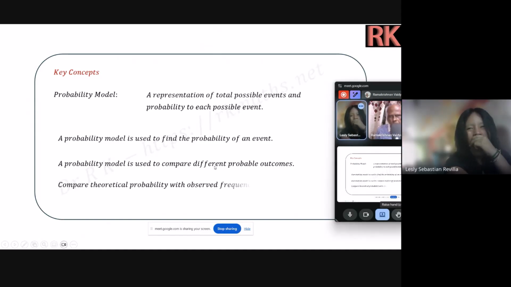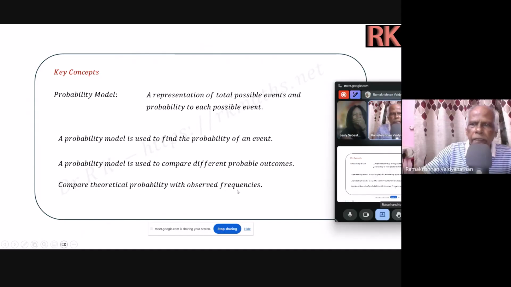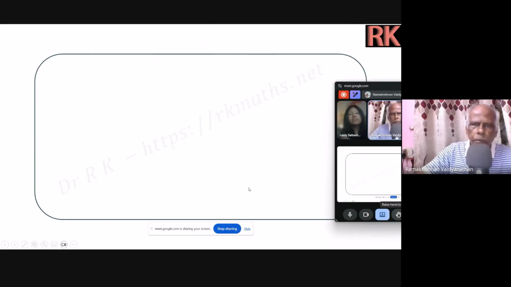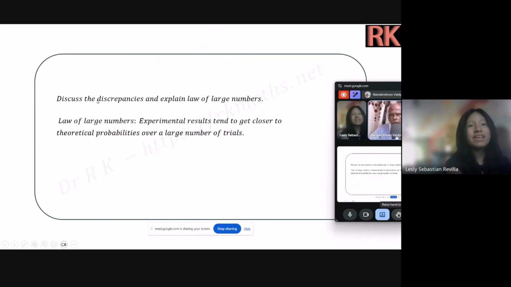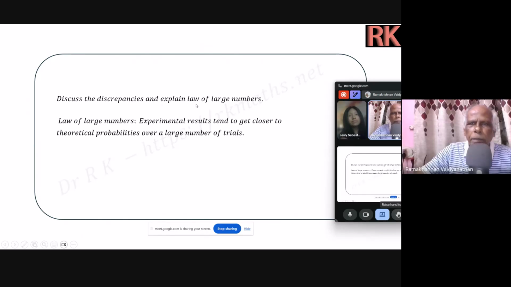Compare theoretical probability with observed frequencies. Observed frequency divided by total number of items is observed probability. So, theoretical probability with experimental probability. Discuss the discrepancies and explain the law of large numbers. If there is a difference, you should tell me why it is so. Experimental results tend to get closer to theoretical probabilities over a large number of trials.